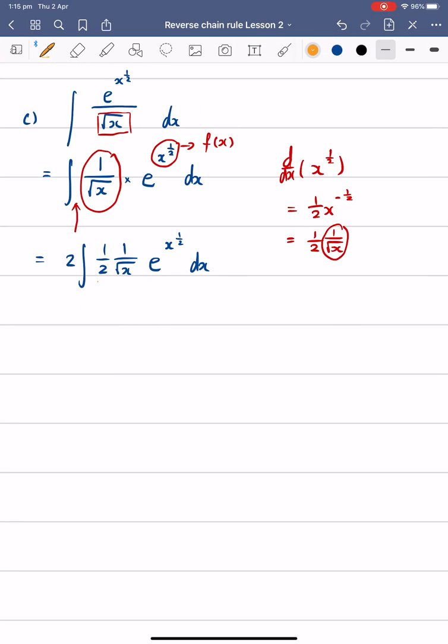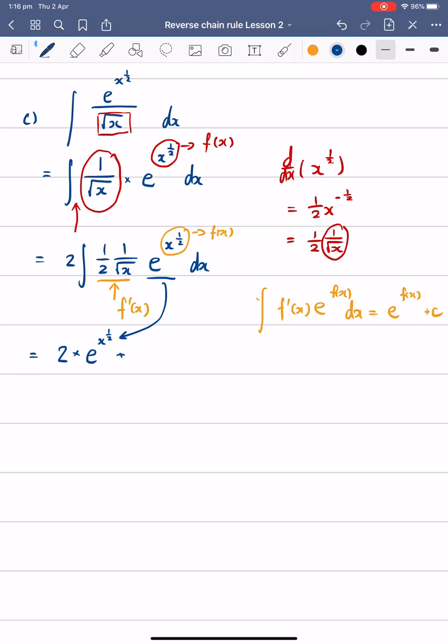All right, so let me show you one more time. This is f dash x, and this part is f(x). And I just follow the formula. Remember the formula here is: integrate f dash x e to the power of f(x) dx is equal to e to the power of f(x) plus c. So it's in the correct formula, and then we can actually start to answer the question. That gives us 2, and we multiply by this entire answer here. So we just copy everything down. That becomes e to the power of x to the power of half plus c. And that way you can answer the question.